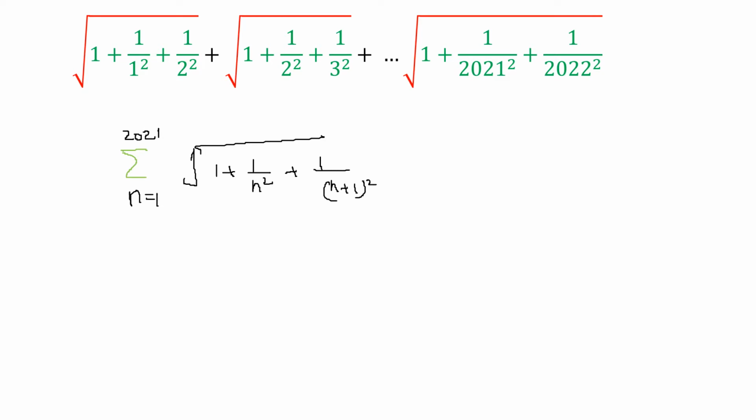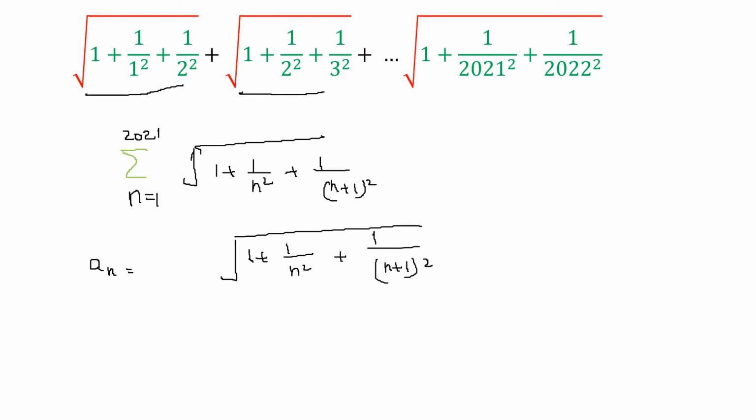Because if you plug in n equals 1, you will get this term, right? And if you plug in n equals 2, you will get this term. And similarly, if you plug in n equals 2021, you will get this last term. So this is actually what we need to find, the sum from n equals 1 to 2021. So let's say a_n is equal to the square root of 1 plus 1 over n squared plus 1 over (n plus 1) whole squared.